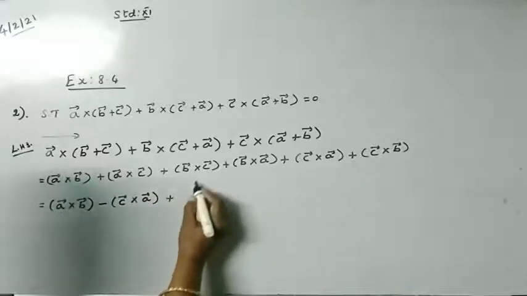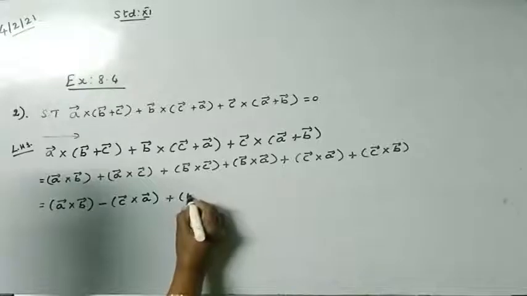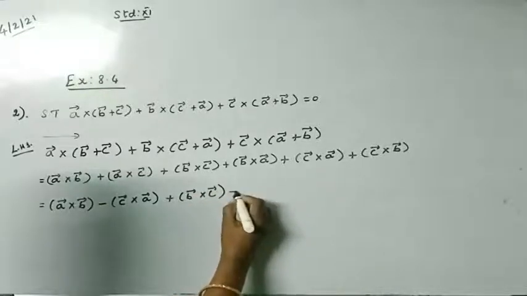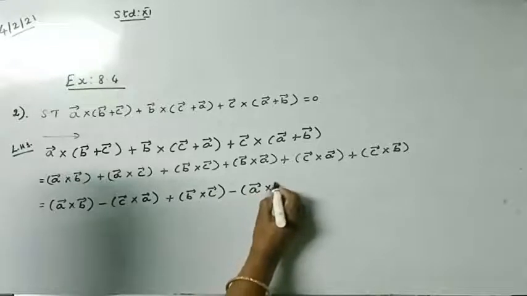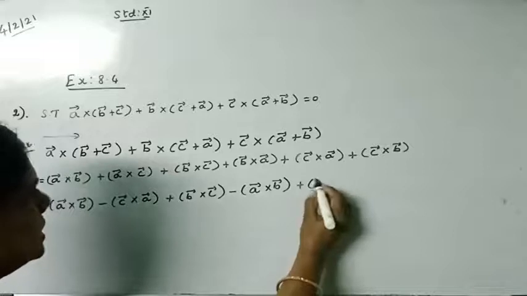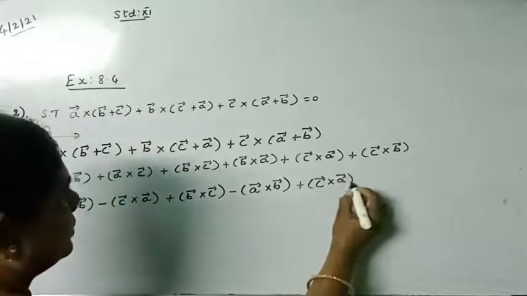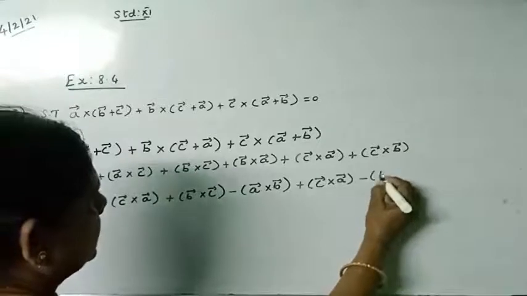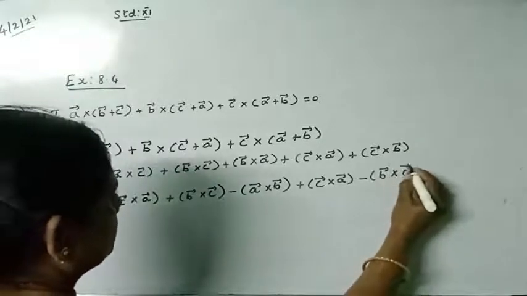plus B cross C is correct. So B cross A can be written as minus A cross B. C cross A is correct. So C cross A. And C cross B is wrong. It should be B cross C, so it is minus B cross C.